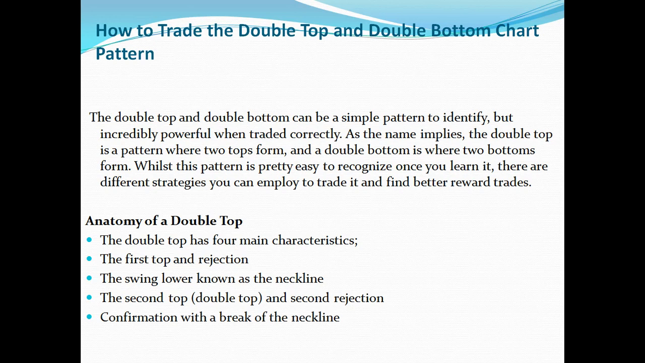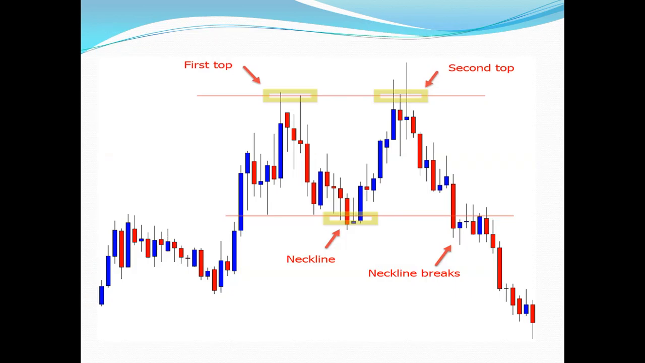The double top has 4 characteristics: the first top and rejection, the swing lower known as the neckline, the second top, the double top and second rejection, and confirmation with the break of the neckline that you can realize in the diagram. You can see the first top, second top, then the neckline. So I have shown you the diagram. You have to visualize, you have to realize.